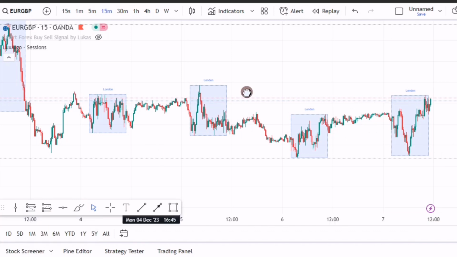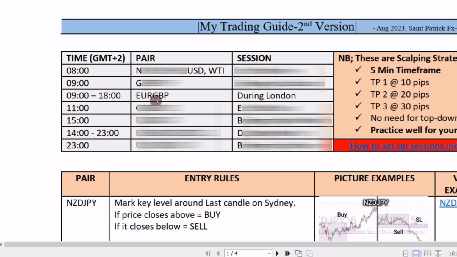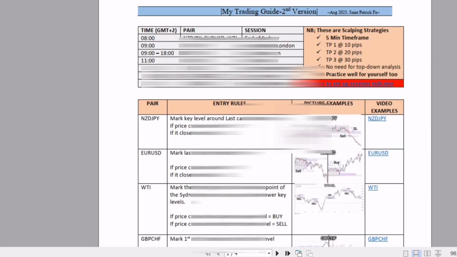Okay, so it is just like that. This is the EuroGBP that I was talking about. So you can see that for EuroGBP, it will move during the London session, and then you have the rest of the currency pairs.